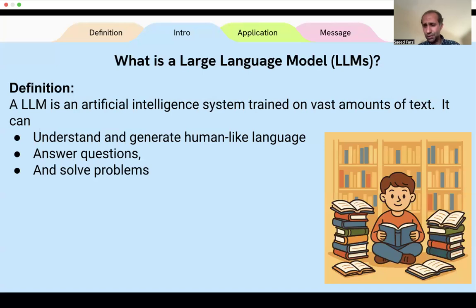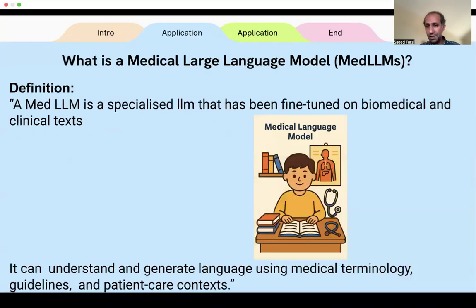What's a large language model? Think about a baby who wants to understand and generate human-like language, or answer a question, or solve a problem. He needs to learn from a vast amount of text, books at the library. An LLM is an artificial intelligence system trained on public text.